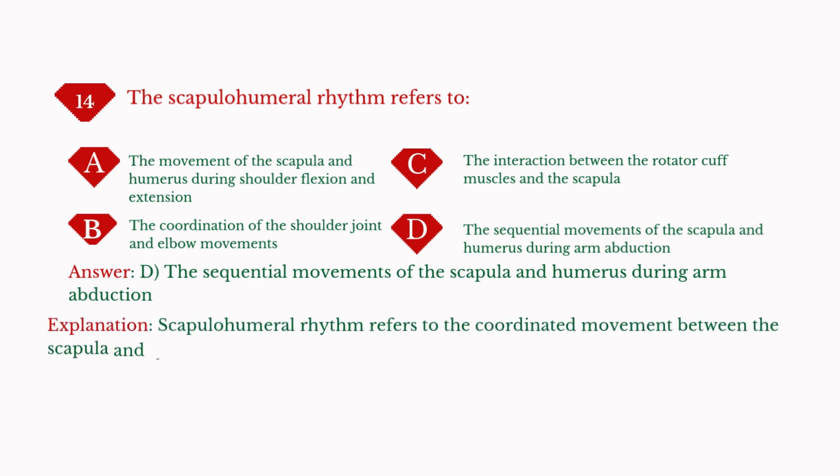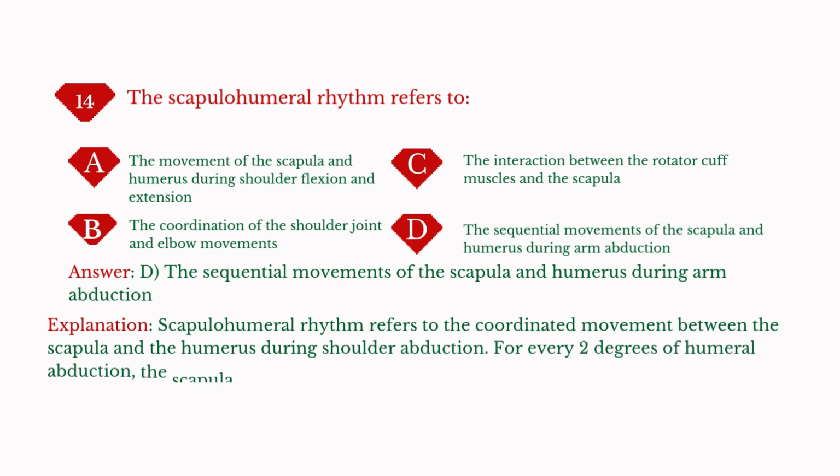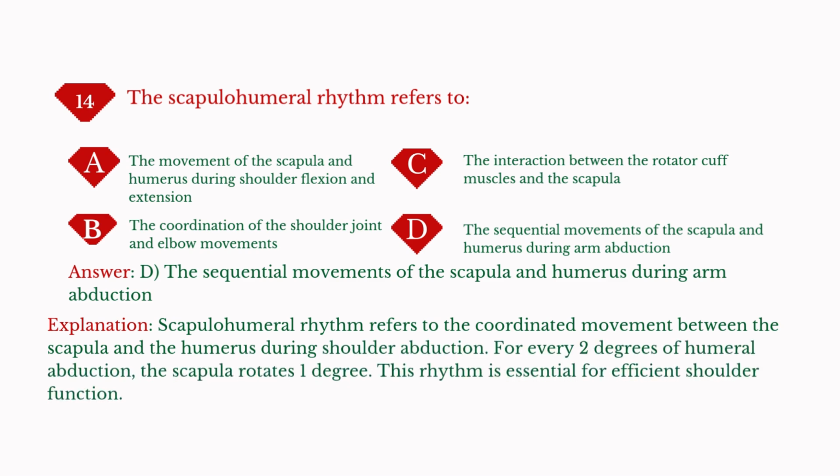Explanation: scapulohumeral rhythm refers to the coordinated movement between the scapula and the humerus during shoulder abduction. For every 2 degrees of humeral abduction, the scapula rotates 1 degree. This rhythm is essential for efficient shoulder function.